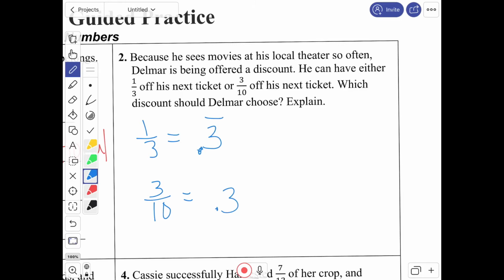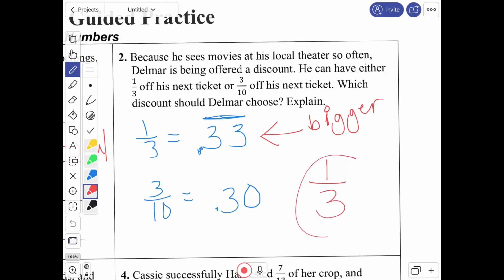So they kind of look equal, but what would be the next number on 1/3? 3, because it keeps repeating. But the next number on 3/10 would be 0. So 30 is less than 33. That means this one is the bigger discount. So Del Mar would probably want to pick 1/3 as his discount.